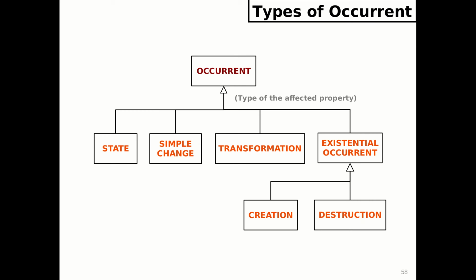We divide the occurrents according to the type of the property that's affected by the occurrent. So you have states, simple chains, transformations, and existential occurrents. And this last one we further divide into creation and destruction.